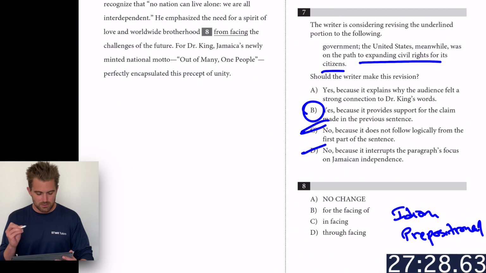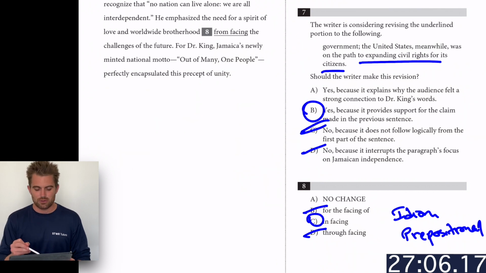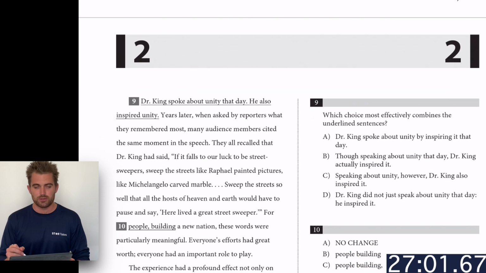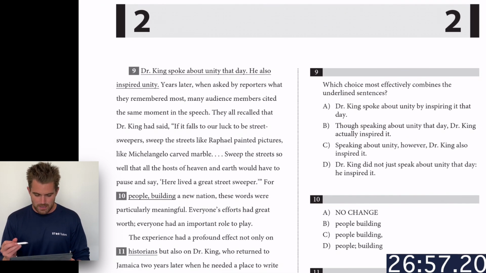He emphasized the need for a spirit of love and worldwide brotherhood in facing the challenges of the future. I would have probably said for facing, but because it's for the facing of, I know B's off. For facing actually sounds better to me than in facing. Through facing is definitely wrong. I'm going back and forth between from and in, but I think in facing sounds better. In facing the challenges of the future. Again, prepositional idioms are largely memorization, but most of you guys are really smart with these grammar terms, so I'd go with your gut on that one. I'm 95% sure that it's C, in facing.